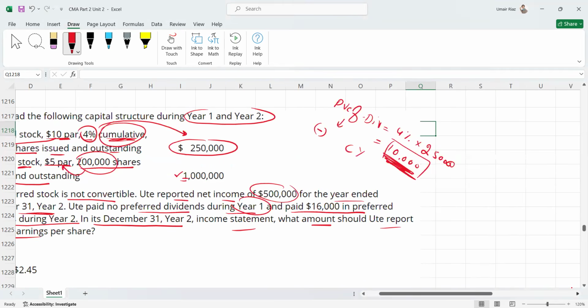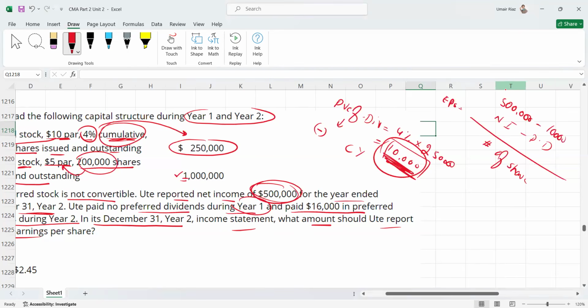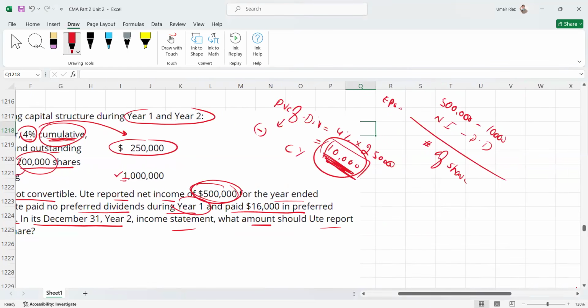So we'll apply the formula. Basic EPS equals net income minus preferred dividend, divided by the weighted average number of common shares outstanding. Net income is given here, 500,000. Minus preferred dividend, we have already calculated 10,000. It means the numerator is 490,000. Now we have to work with the denominator.